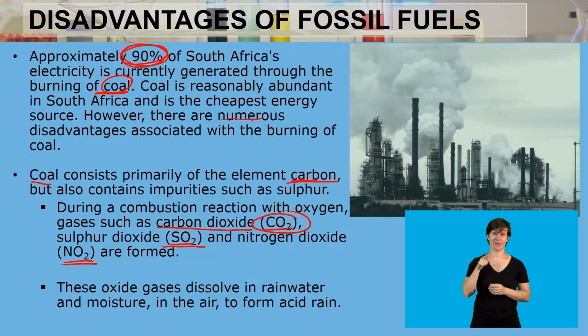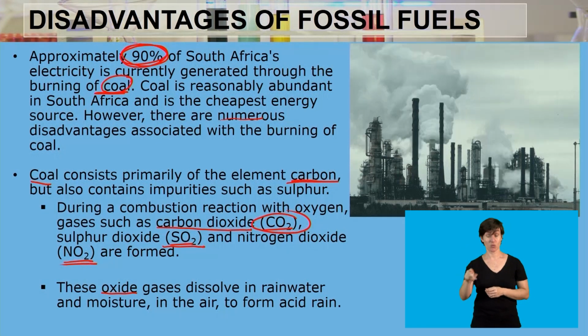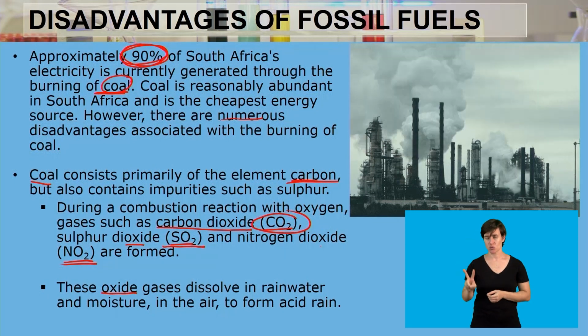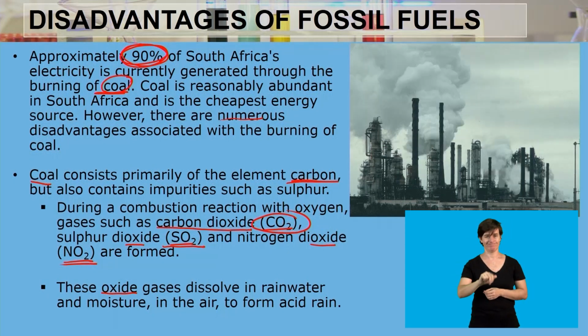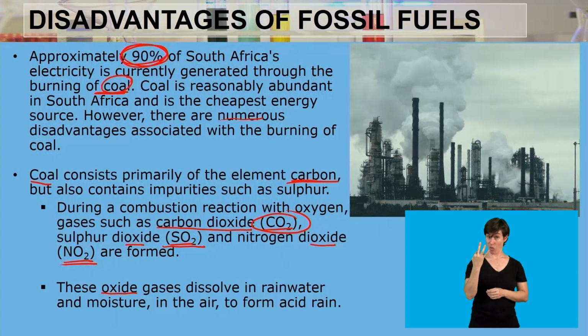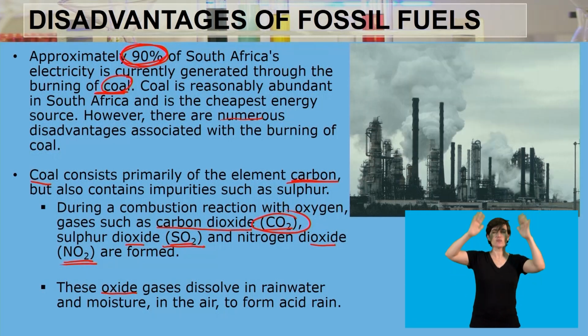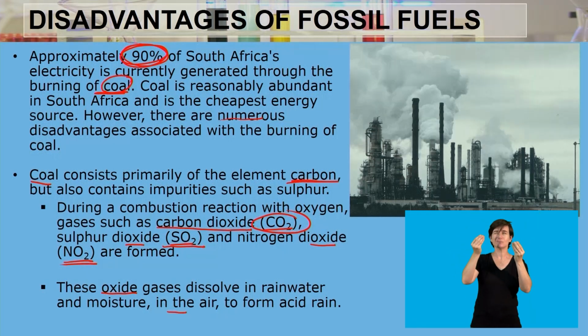So these oxides, as you can see from their name, they are all oxides. We have carbon dioxide, it's an oxide, sulfur dioxide, it's an oxide, and then also nitrogen dioxide. So all of them are oxides. These oxide gases dissolve in rainwater and moisture in the air to form acid rain.